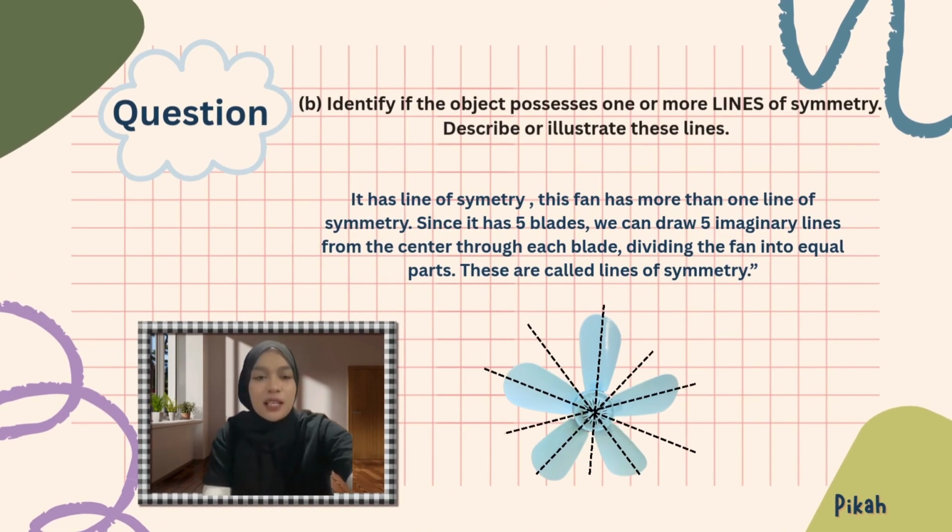Line of symmetry. This fan has more than one line of symmetry. Since it has 5 plates, we can draw 5 imaginary lines from the center through each plate, dividing the fan into equal parts. They are called lines of symmetry.